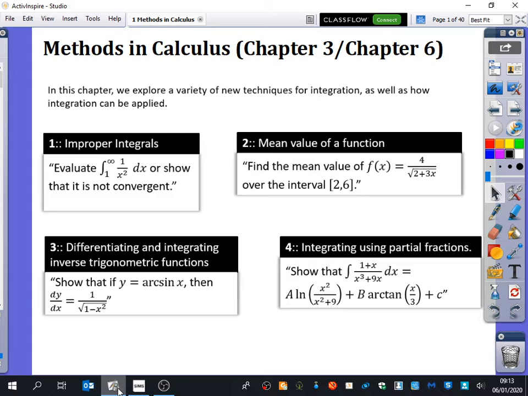Core pure 2. So hopefully the things we're going to be able to get through today is improper integrals and the mean value of a function. The mean value of a function I could teach you in about 30 seconds, okay? So that's going to be something that's very, very easy. This thing might take a little bit longer to do.